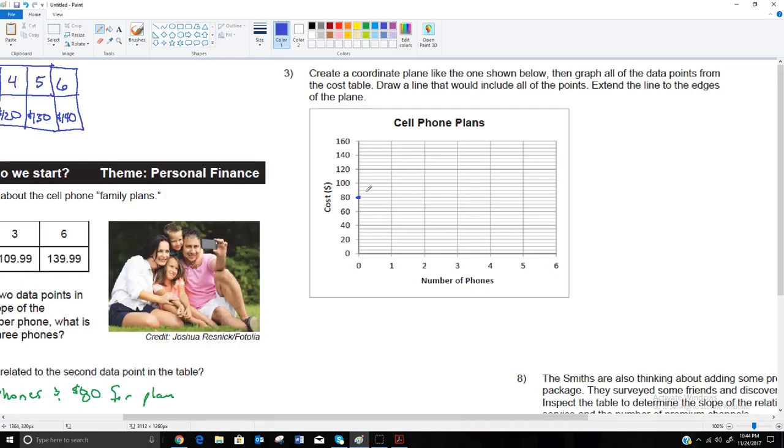This is not going by tens now. Because if this were going by tens, this would be 90 and this would be 100. But this is 100. So we're going by fives, 85, 90, 95, 100. You have to figure that out before you start marking on here, or you're going to get things in the wrong place. So we said that one phone was $90, two phones was $100, three phones was $110, four phones was $120, five phones was $130, and six phones right here was $140.